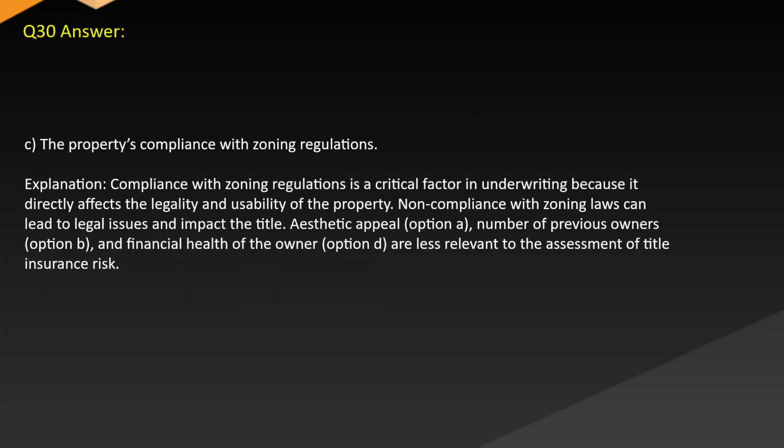Answer: C. The property's compliance with zoning regulations. Explanation: compliance with zoning regulations is a critical factor in underwriting because it directly affects the legality and usability of the property. Non-compliance with zoning laws can lead to legal issues and impact the title. Aesthetic appeal, option A, number of previous owners, option B, and financial health of the owner, option D, are less relevant to the assessment of title insurance risk.